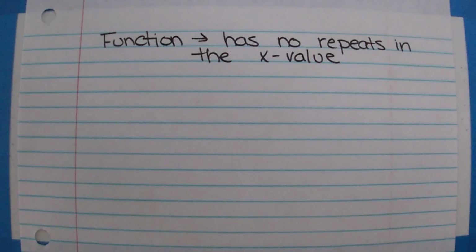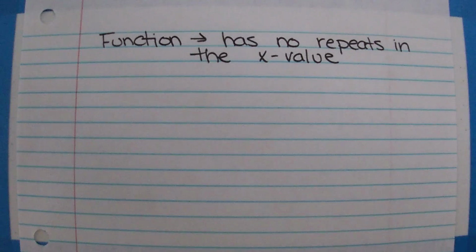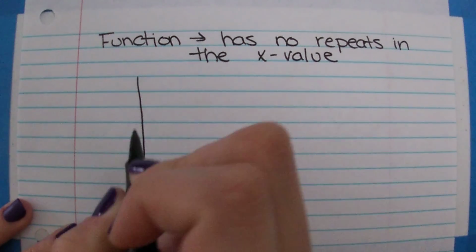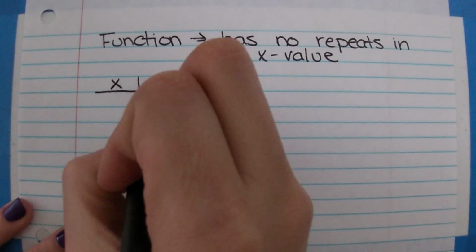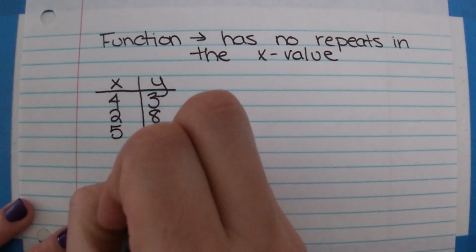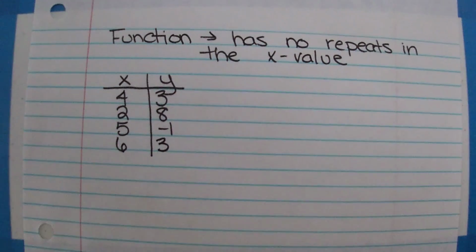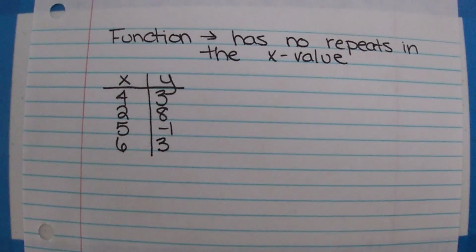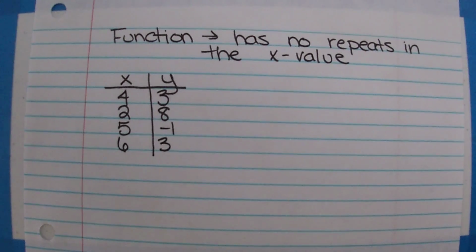So there are some things that we talk about with functions once we've identified it. We can use all those same representations, but we're just going to be narrowing our focus. Now, the first thing is that we have to identify if it's a function. So let's say we were given this table. Okay. So if we were given this table where we have 4, 2, 5, and 6 down the x column, and 3, 8, -1, and 3 down the right column. And we wanted to decide if this was a function.